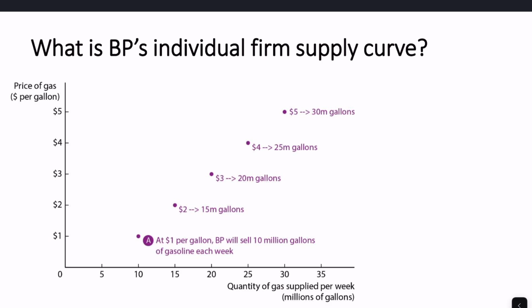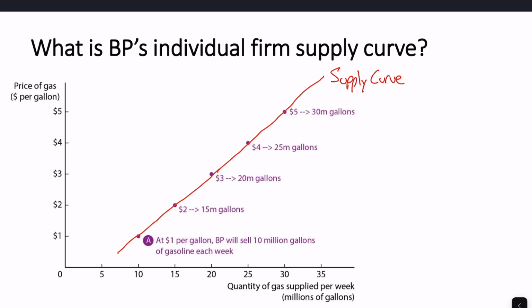So at $1, BP is going to want to sell 10 million gallons. At $2, BP will sell 15 million gallons. At $3, BP will sell 20 million gallons, and so on. And so imagine we did this for every single price, not just 5, and we can connect those dots like so. And this would be the individual firm's supply curve.